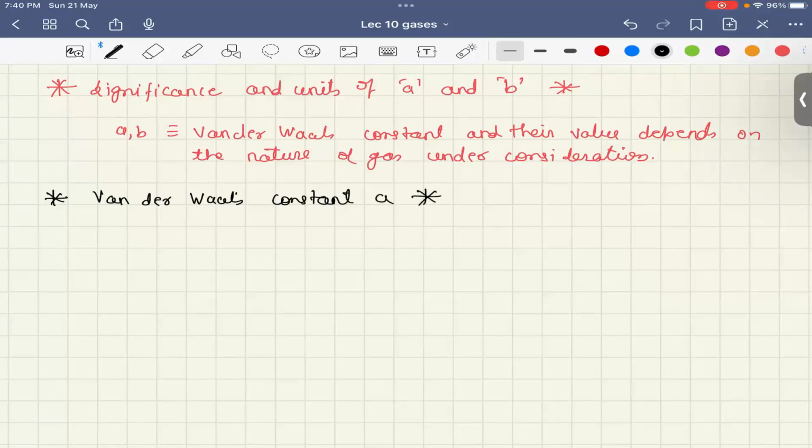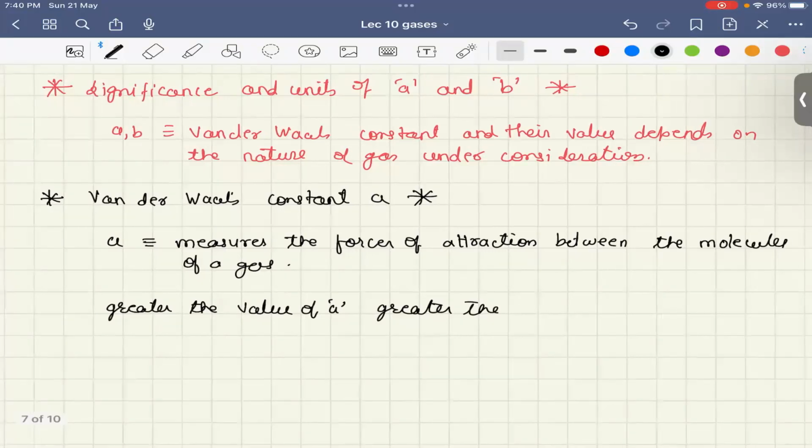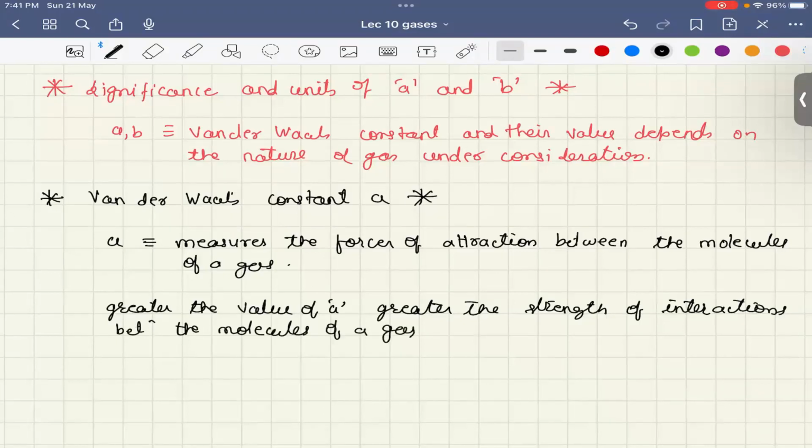The constant A measures the forces of attraction between the molecules of the gas. Greater the value of A, greater is the strength of van der Waals interaction, that is, the strength of interaction between the molecules of a gas, right?